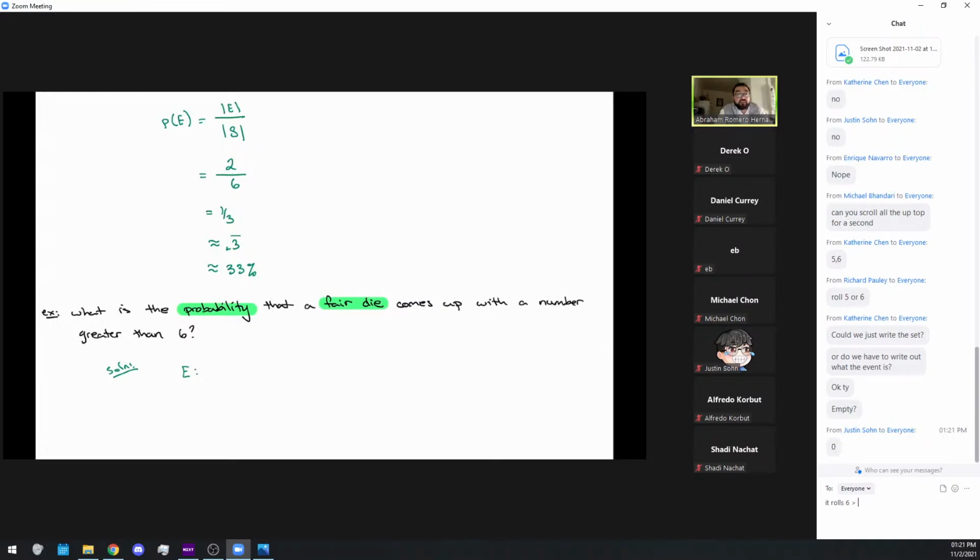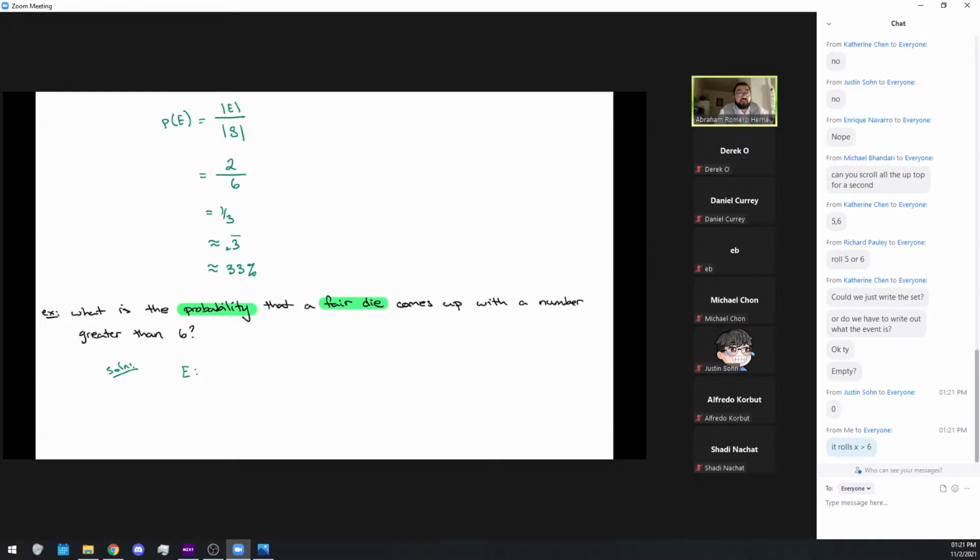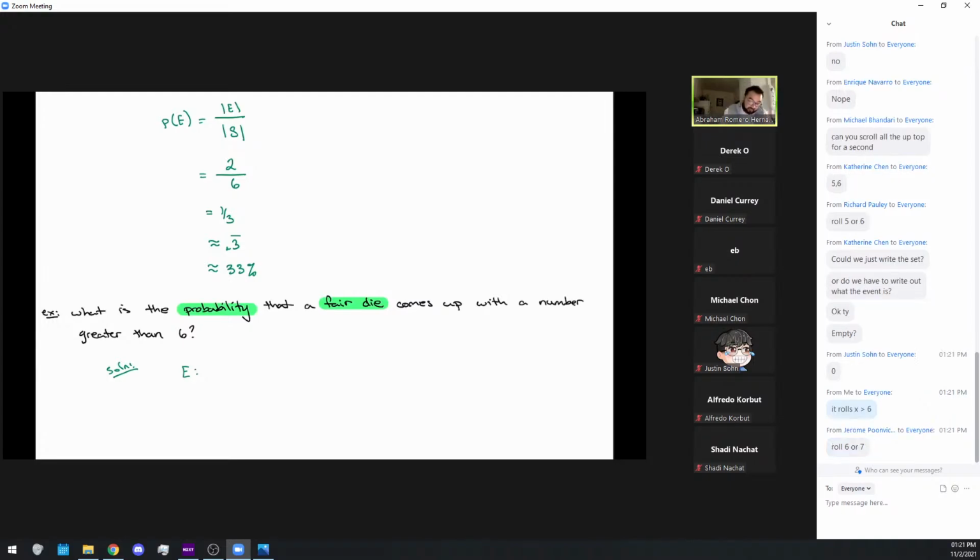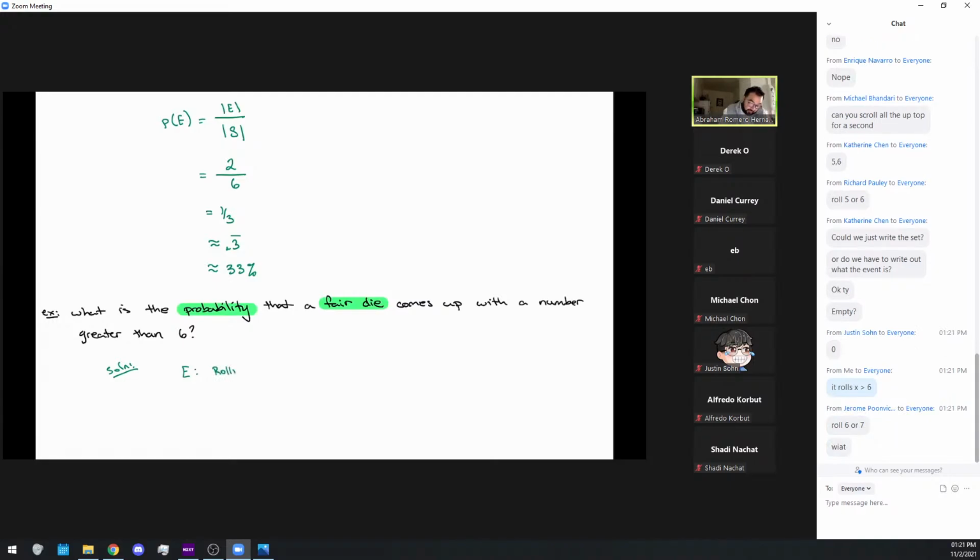It ain't 0. What is my event? I'm not asking for the answer, I'm asking for what the event is. Right, and the event is rolling a number that is greater than 6.